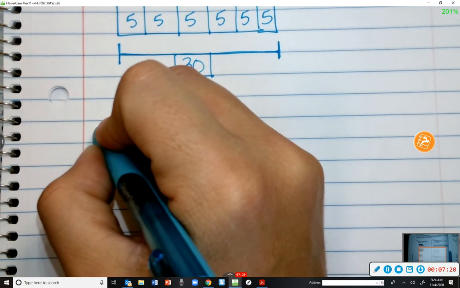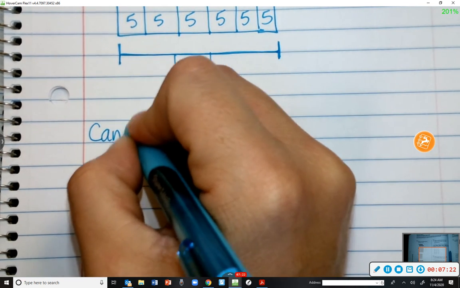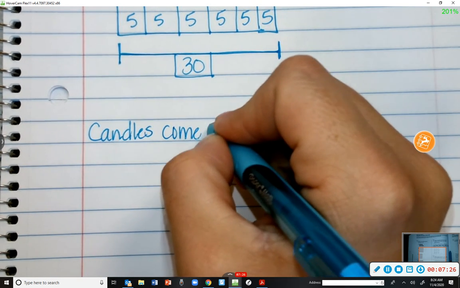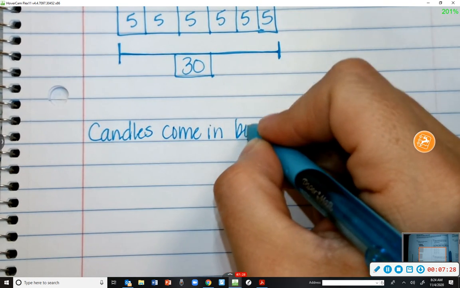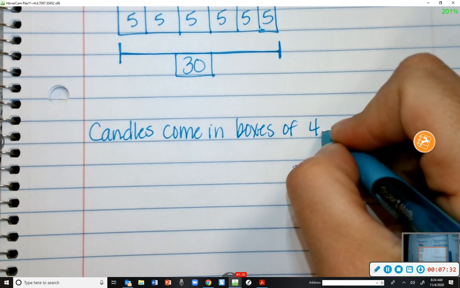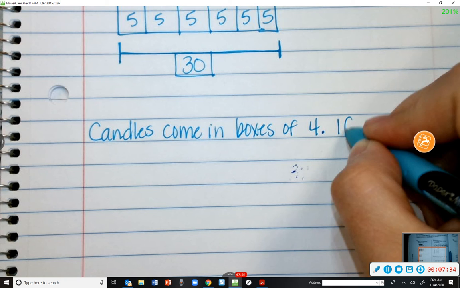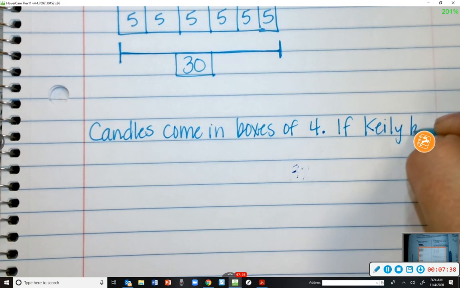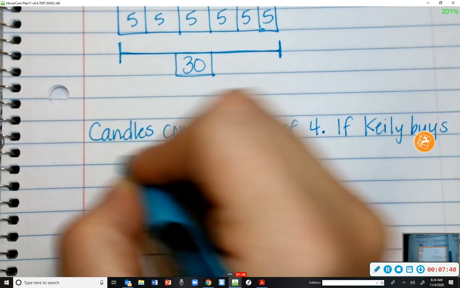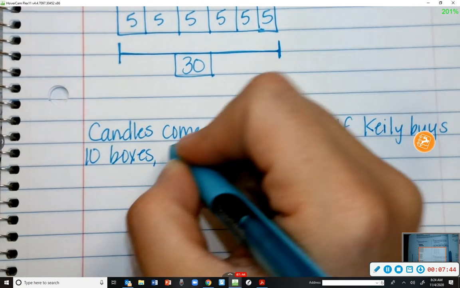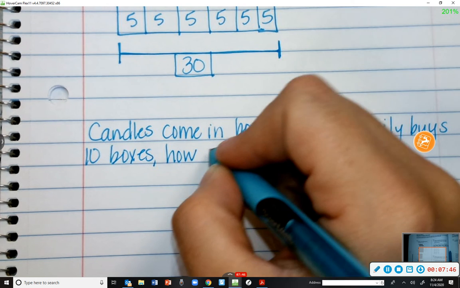So the candles come in boxes of 4. If Kaylee buys 10 boxes, how many candles does she buy?